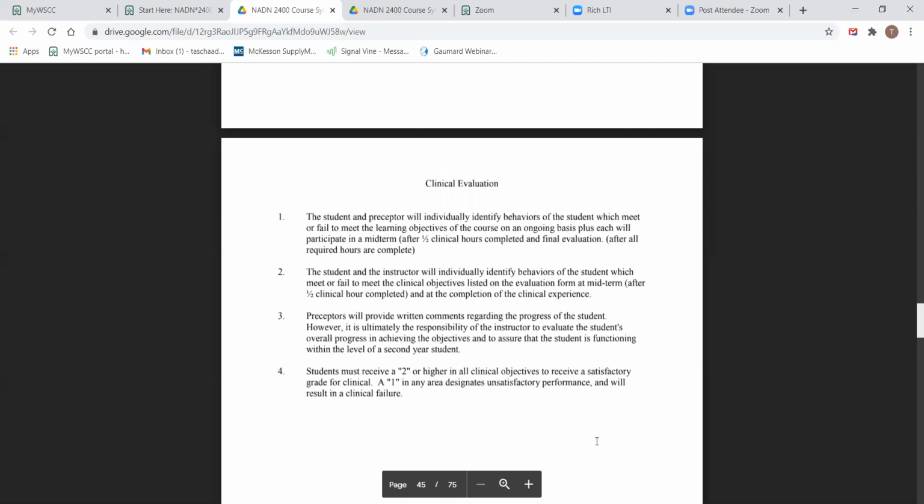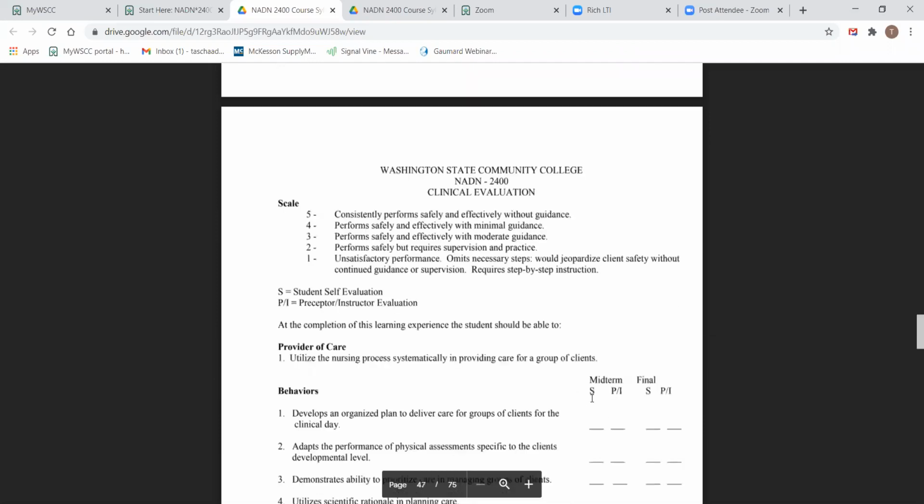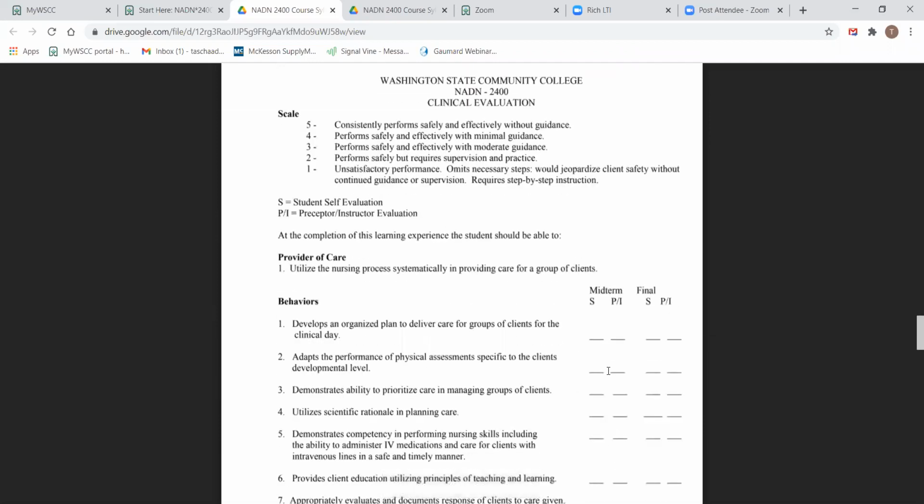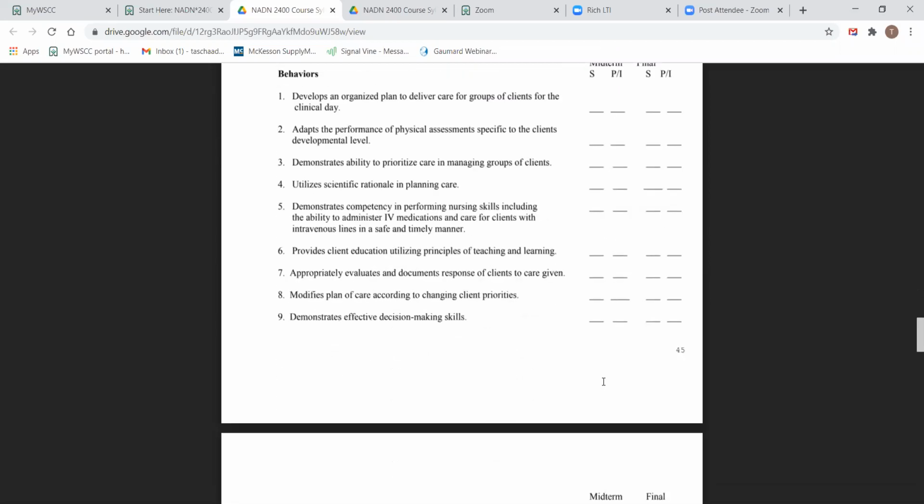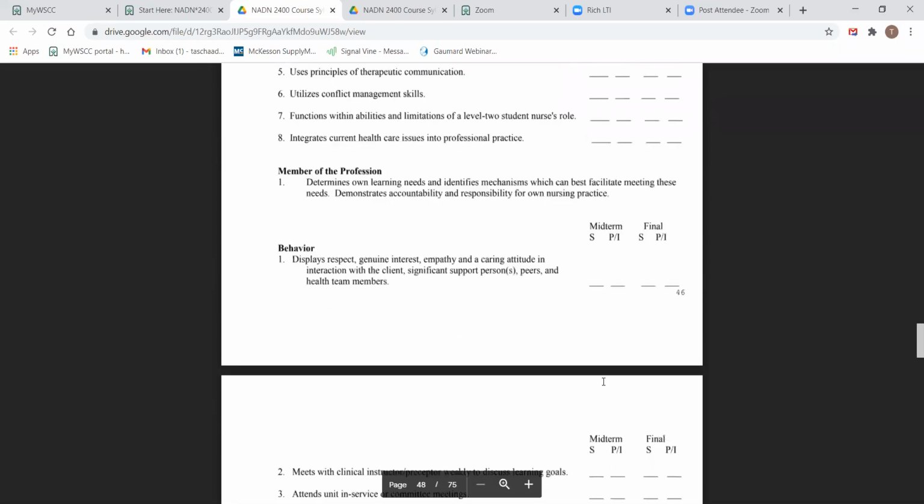If your preceptor would like your clinical instructor to be present whenever the evaluation is done, they can do that as well. Once your midterm is complete, you will turn it into your clinical instructor. They will make their comments and get it back to you so you can complete your final evaluation. Okay, evaluation, there it is. Make sure you're reading this prior to going to clinical. You can do that on your own.